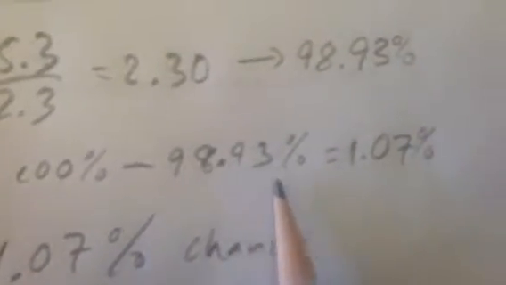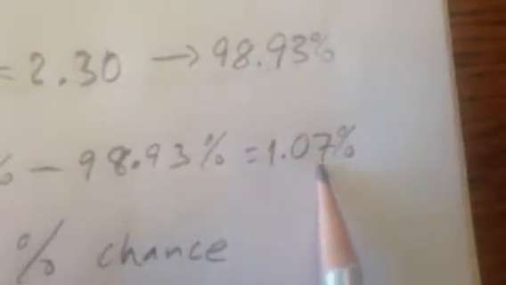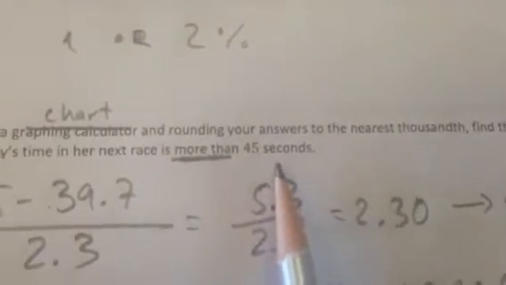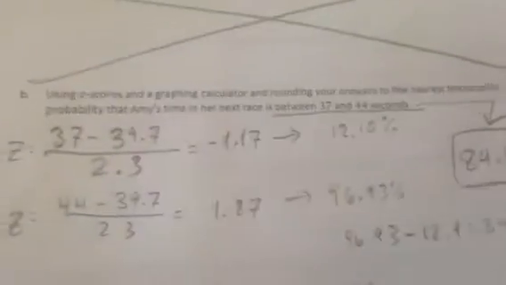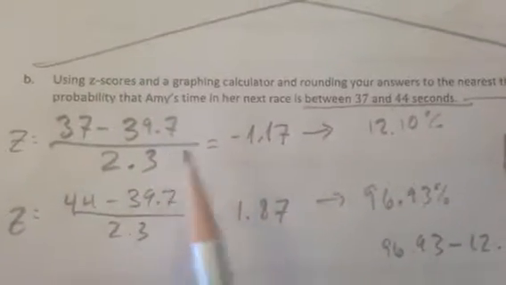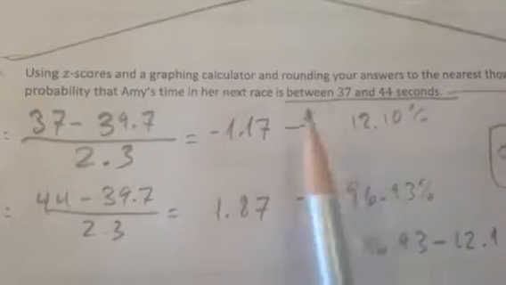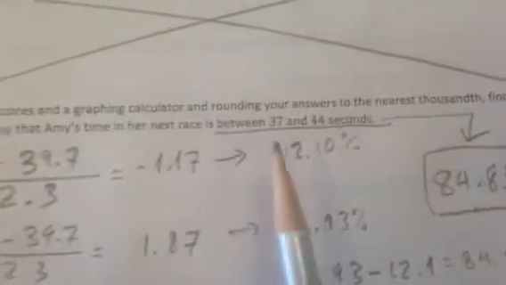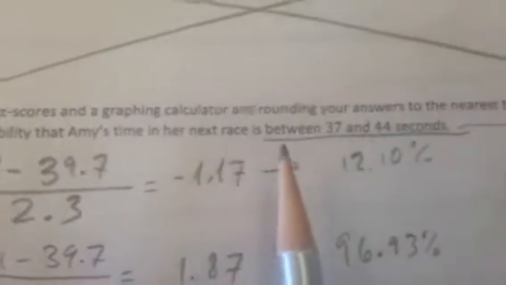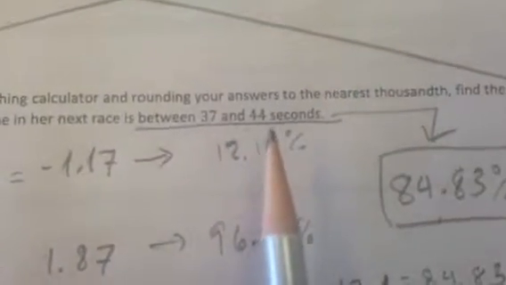100% minus 98.93 is a very slim 1.07% chance that her next race will be more than 45 seconds. The hardest kind of question in this type of situation to answer is what's the probability that a score will be in between two values? So the very first problem they ask is like that. They ask, what's the probability that her next race is between 37 and 44 seconds?